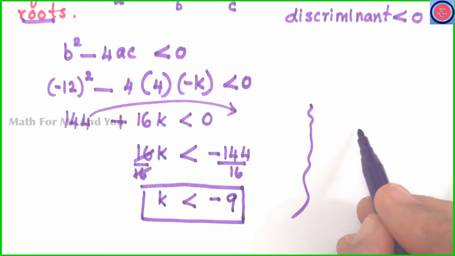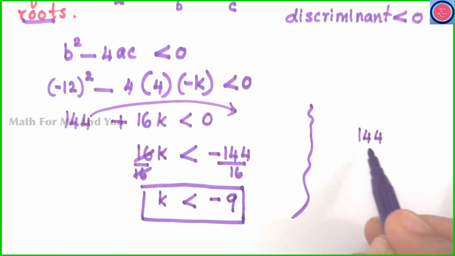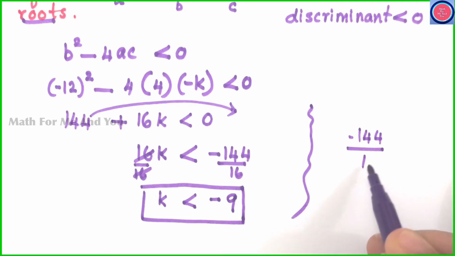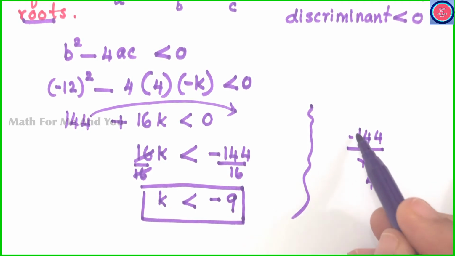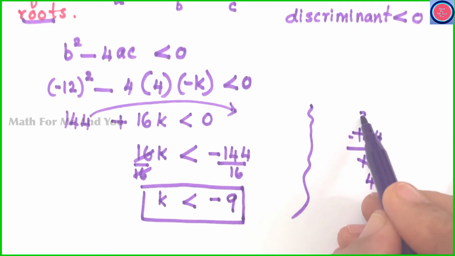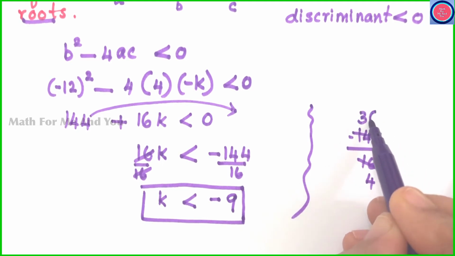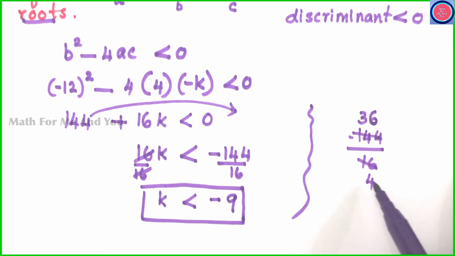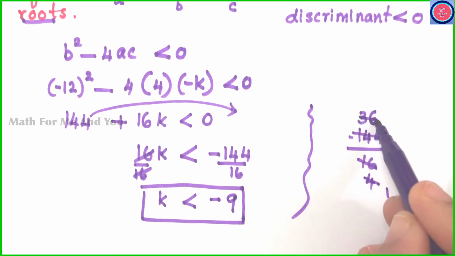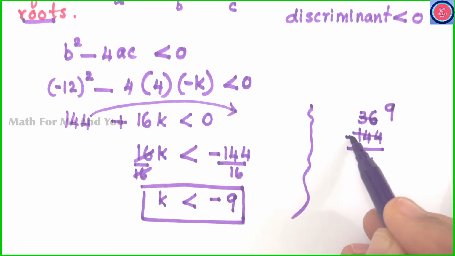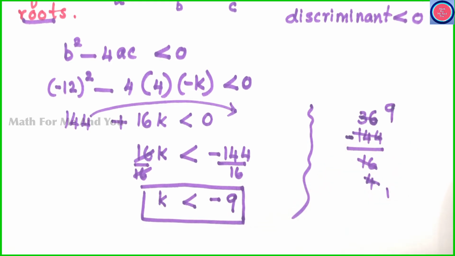See, I will show you how we can cancel minus 144 with the 16. Minus 144 by 16. First cancel 16 with the 4. 16 means 4 times 4. Numerator, cancel by 4: 3 times 4 is 12 and then 2 remains. 6 times 4 is 24. Again 4 times 1 is 4 and 4 times 9 is 36, minus 9. So we get the value k less than minus 9. So we can say the given equation has no real roots when k is less than minus 9.